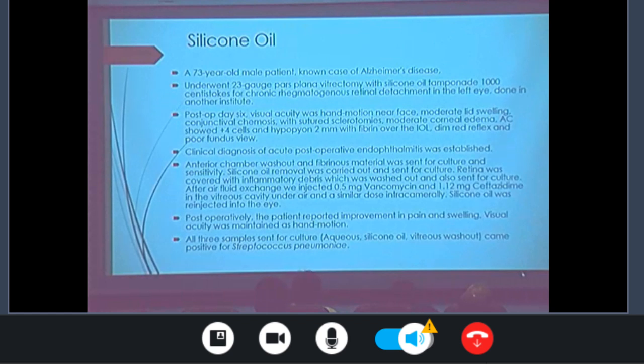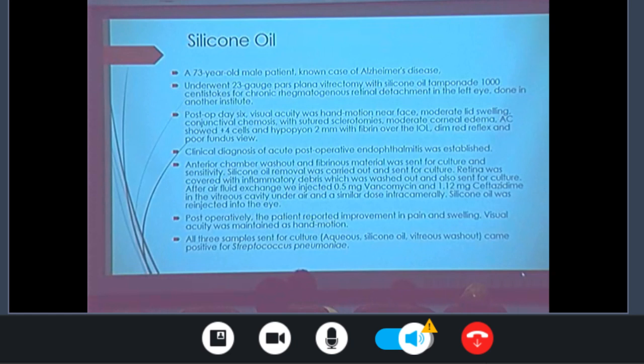His visual acuity was hand motion, near face, there was moderate lid swelling, and all the signs of endophthalmitis. So we diagnosed it and we decided to take him. We did an anterior chamber washout, and this sample was sent for culture. Then we removed silicone oil and sent the silicone oil also for culture because it was very turbid. And then we washed out the vitreous cavity and sent the washout sample also for culture. We injected half-dose antibiotics into the vitreous cavity and the other half-dose intracamerally. And then silicone oil was re-injected into the eye.